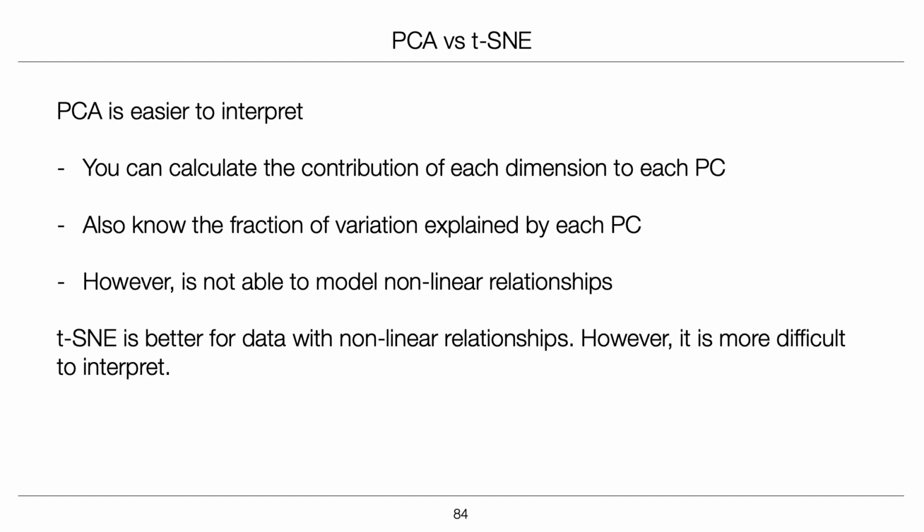We have discussed 2 techniques for dimensional reduction, PCA and t-SNE. How do they compare with each other? As I mentioned above, PCA is better at placing data points that are far apart, while t-SNE is better at placing data points that are nearby. PCA is easier to interpret than t-SNE, while t-SNE works better for data with nonlinear relationships.